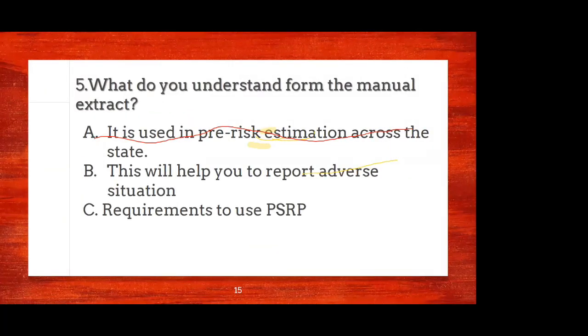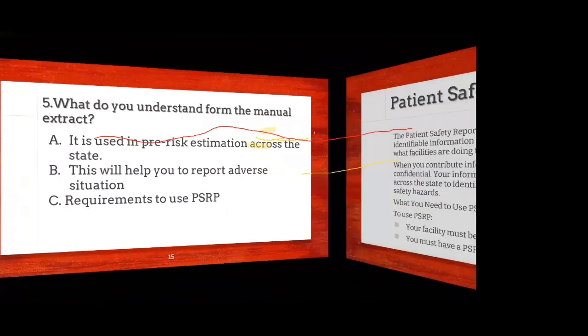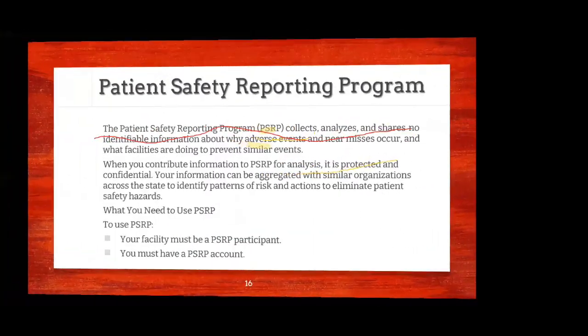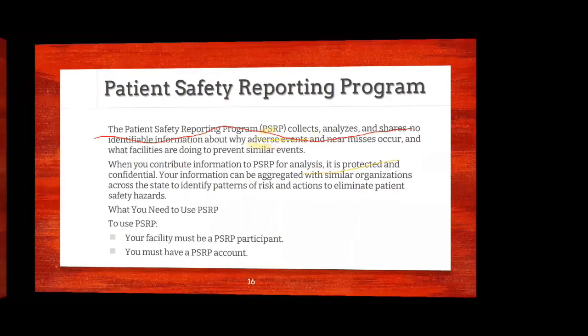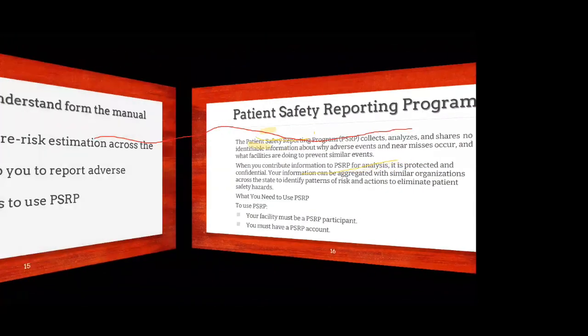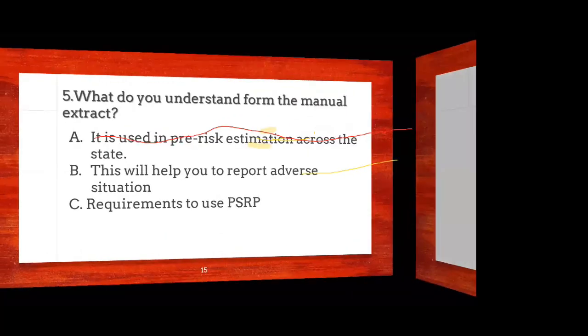So the question is, what do you understand from the manual extract? It is used in pre-risk estimation across the state. Is it true? Pre-risk estimation? No, before risk. No. To identify patterns of risk and actions to eliminate patient safety hazards. It is not said it is a pre-risk, isn't it? Yes, just to identify patterns of risk, not pre-risk. Okay, so you can remove that, isn't it? Am I not right? Yes.